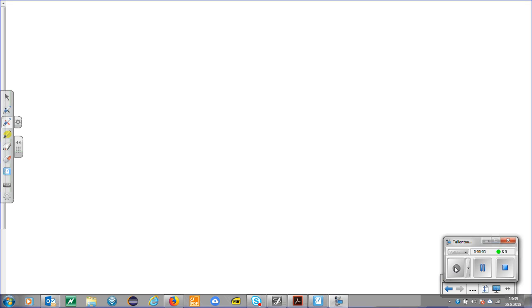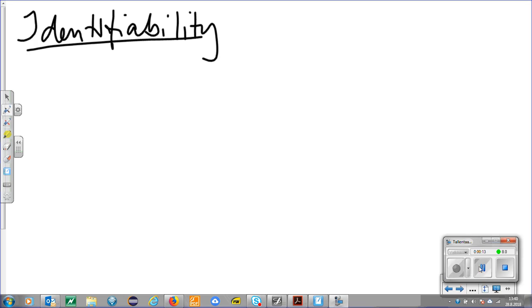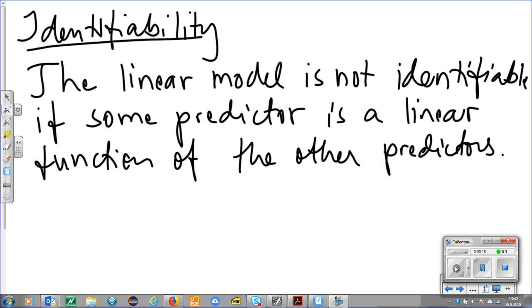An important technical property of the systematic part is that the model needs to be identifiable. The linear model is not identifiable if some predictor is a linear function of the other predictors.